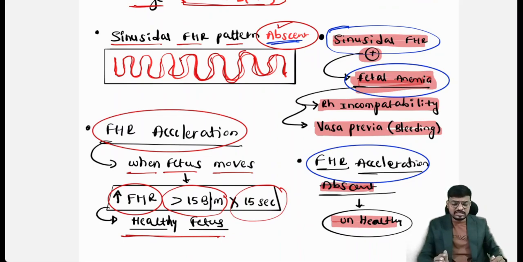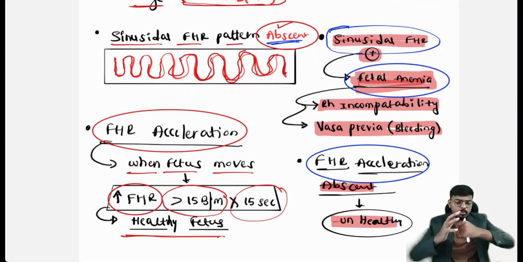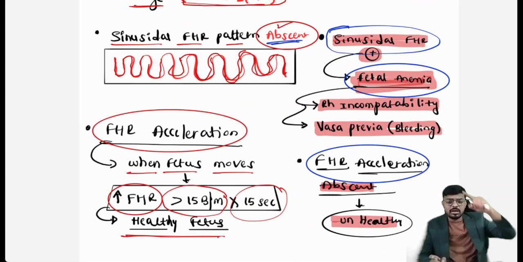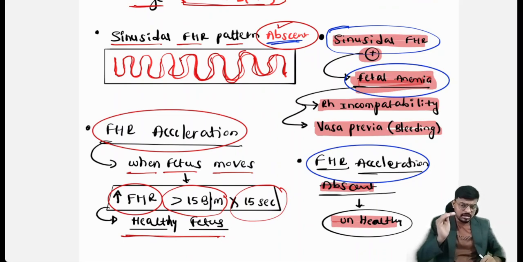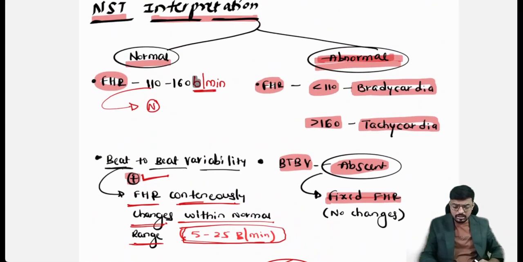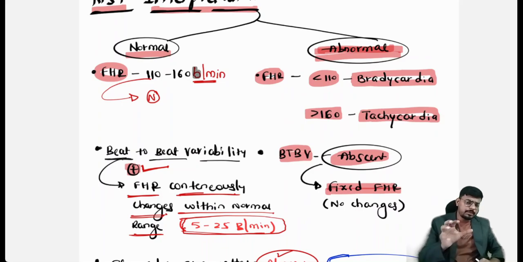Fetal heart rate acceleration means whenever there is a movement of the fetus inside the uterus, there will be an increase in the fetal heart rate of 15 beats per minute for a 15-second duration. That is what we call the fetal heart rate acceleration. This is the normal interpretation. If the fetal heart rate is less than 110, that's bradycardia. More than 160 beats per minute is tachycardia.